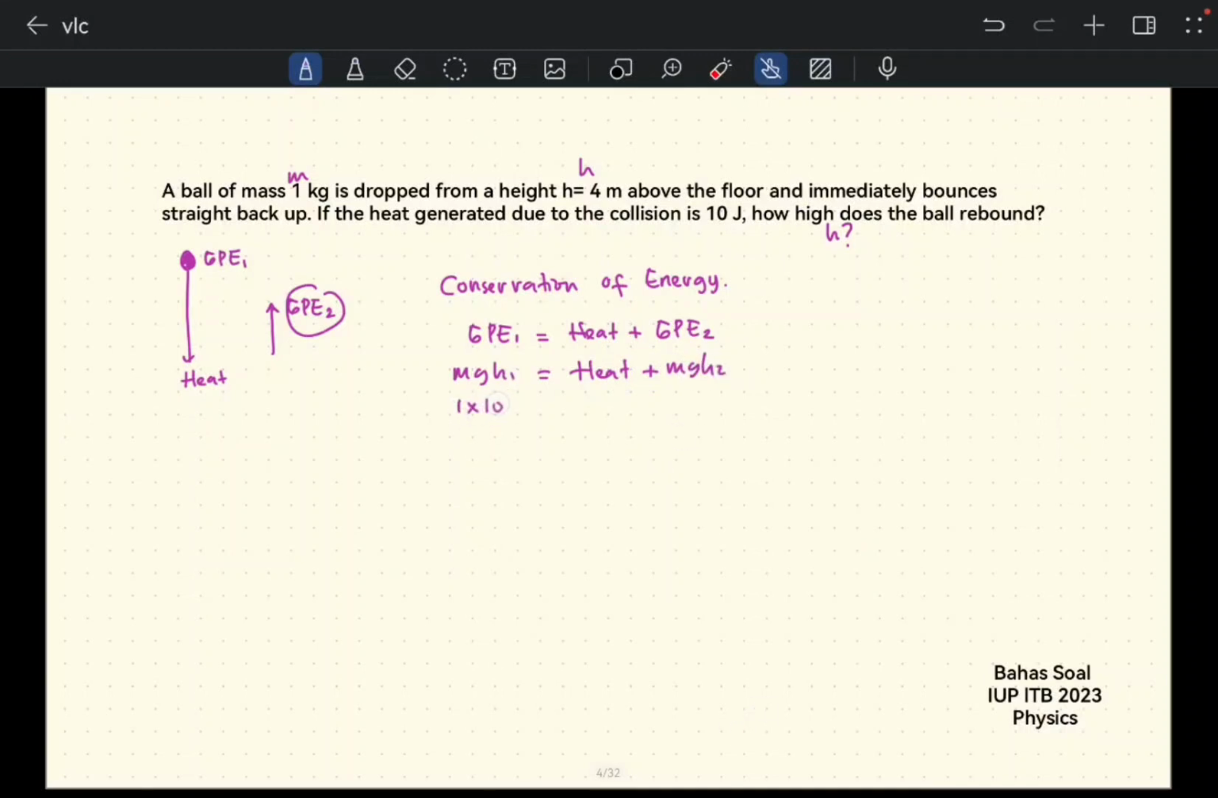1 times 10 times 4 equals 10 joules plus 1 times 10 times h2. 40 equals 10 plus 10 h2. 30 equals 10 h2. h2 equals 30 divided by 10. So h2 equals 3 meters.